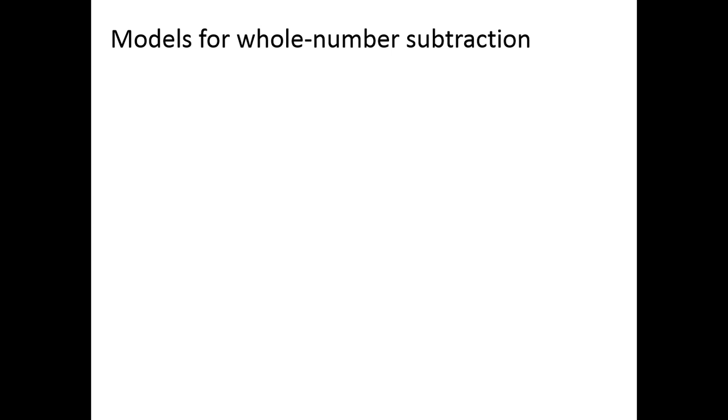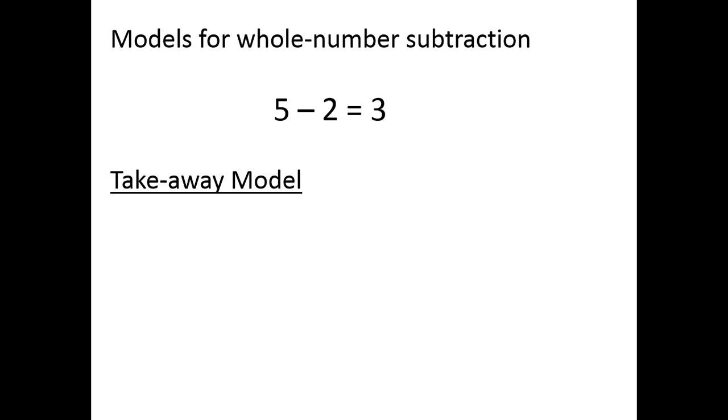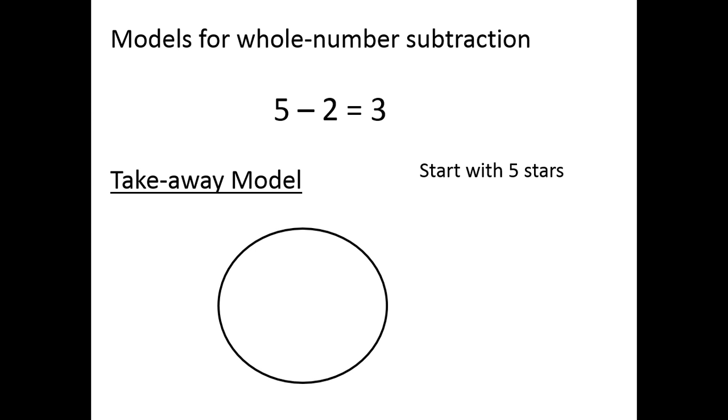Let's look at some models for whole number subtraction. And we'll use this subtraction problem as our illustration. Starting with a takeaway model. So for a takeaway model, we're going to imagine that we have a set of objects that has 5 stars in it. And then the subtraction we're going to think of as takeaway. So 5 minus 2 means 5 take away 2.